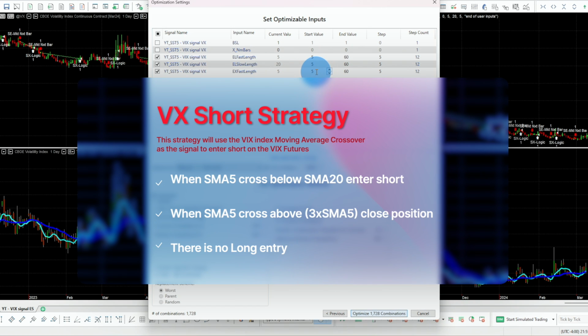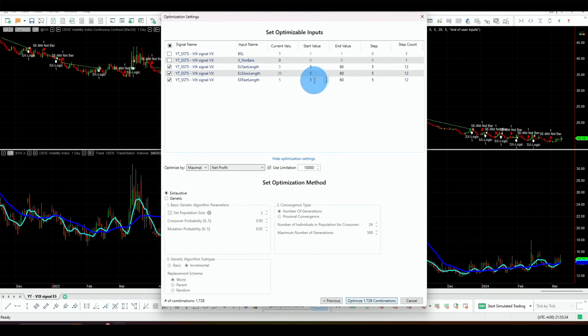And it's a fixed ratio. Remember, it's 3. So that means 15. It's the exit moving average. So now we will optimize all of them from 5 to 60, step 5. That should give us about 1,700 strategies.